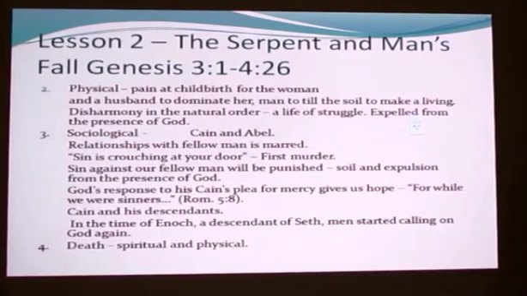And you have a physical consequence of the fall, which is, like I said, pain in childbirth, a husband who dominates, and man now making a living by the sweat of his brow. So there's complete disharmony in the natural order. And they are also physically expelled from the presence of God. No longer in his presence.